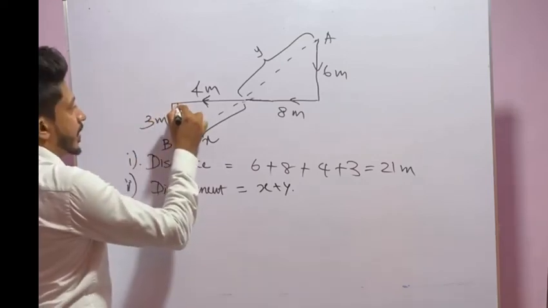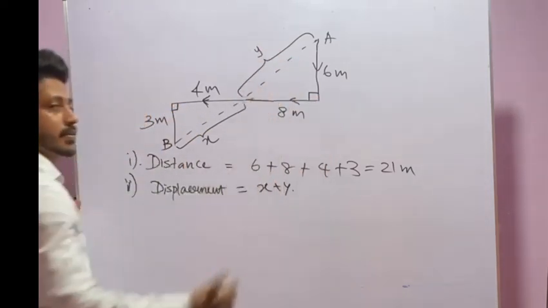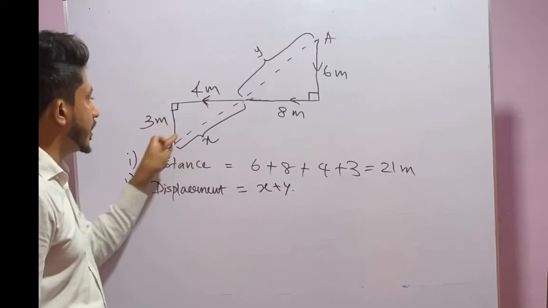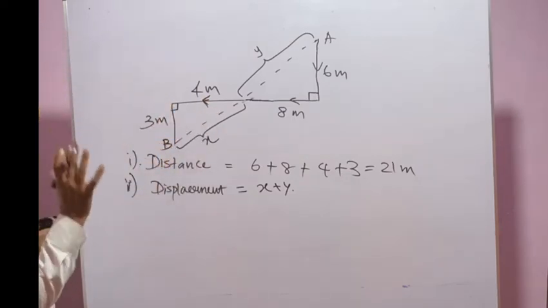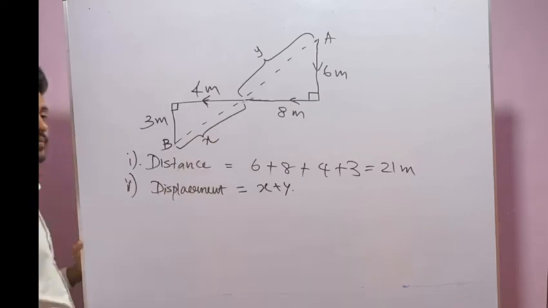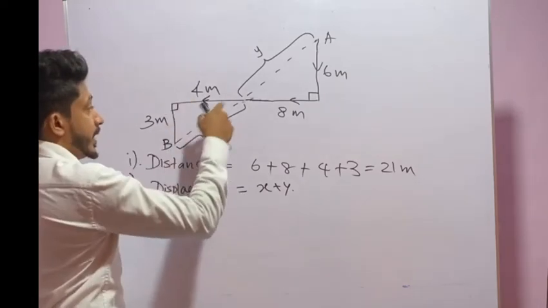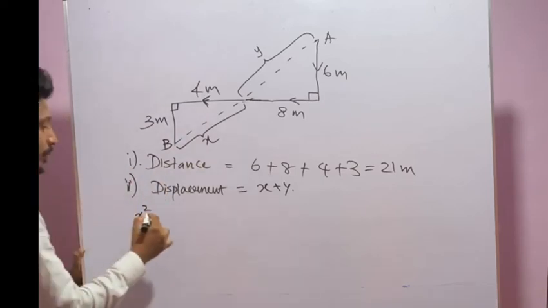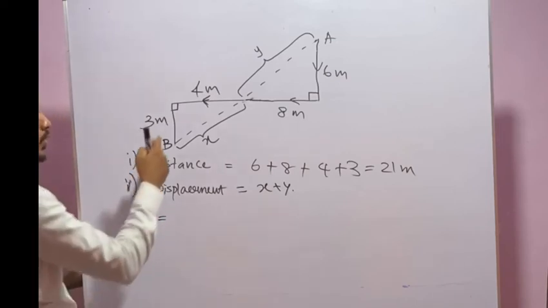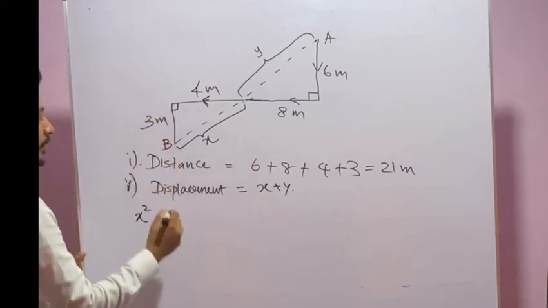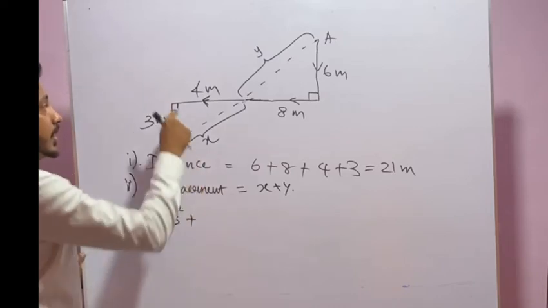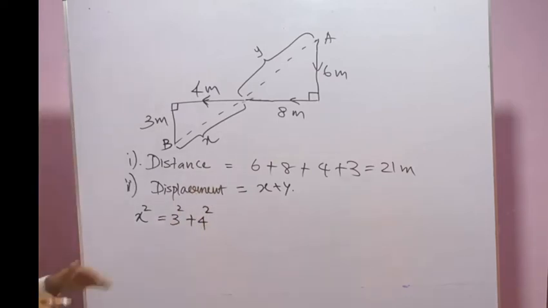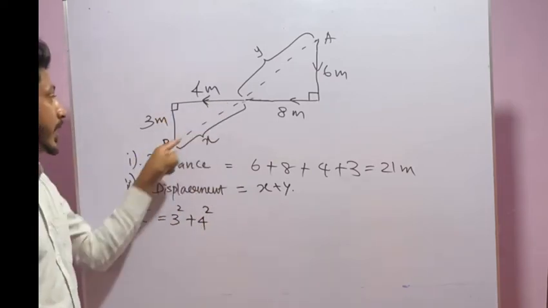So actually this is a right angle. Because of that, this is a right angle triangle. You can use the Pythagoras theorem to find x. This x is the hypotenuse. So we can say x square equal to this side square, that means 3 square, plus this side square, 4 square. So that is how we apply the Pythagoras theorem to this triangle.